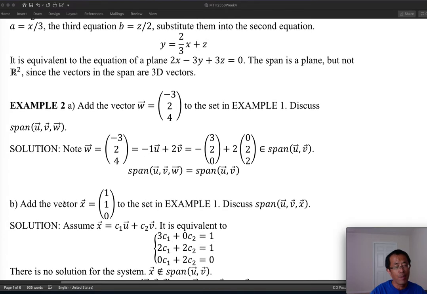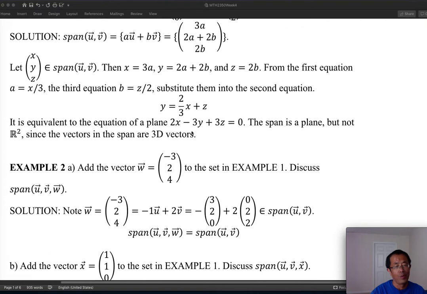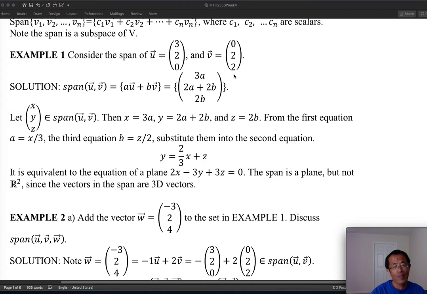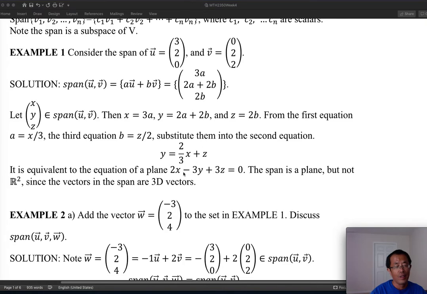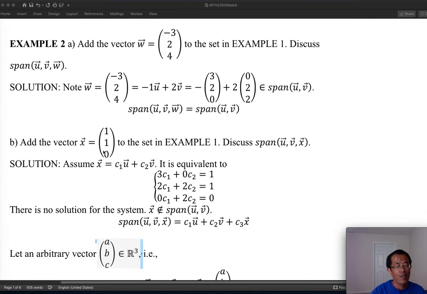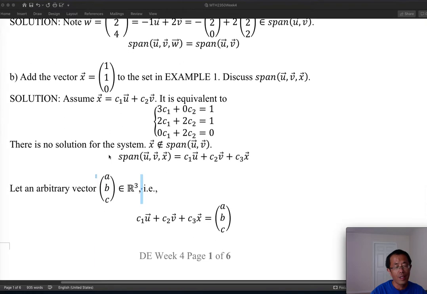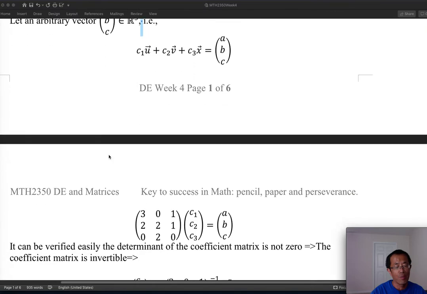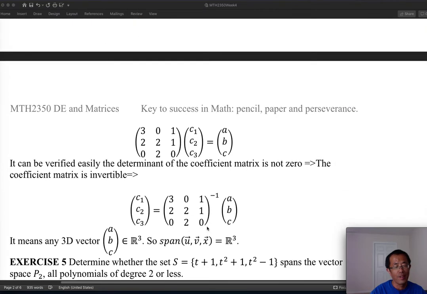And then in part B, we added another vector. And then we realize this new vector is linearly independent of those two original ones. They are not related. So we figured out this new span, the span of u, v, x, does cover the entire three-dimensional space. See the thing? A span could be the entire vector space or could be part of it.